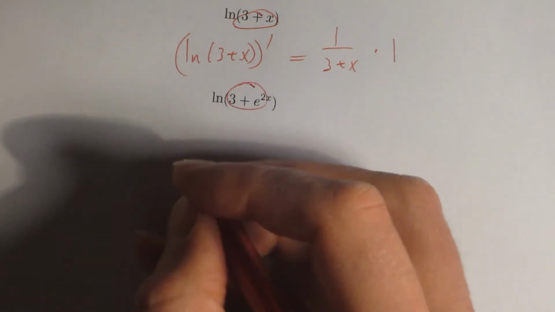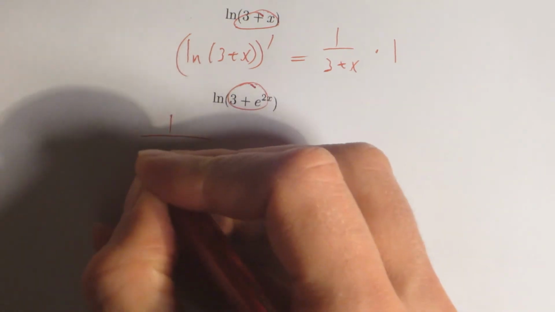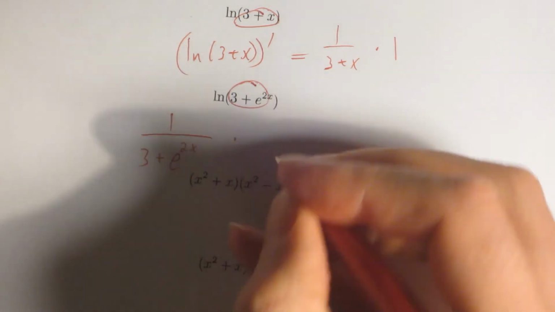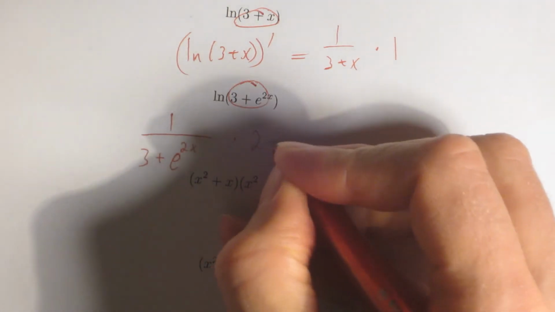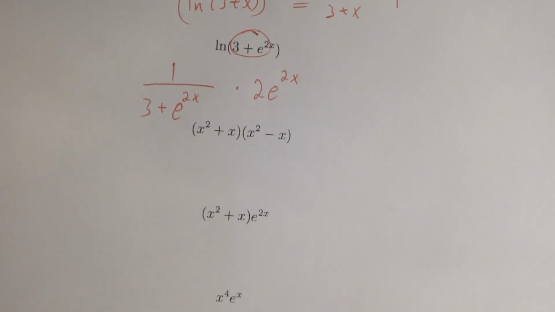Here, same thing, this is your inner function, you have ln of something inside, so the derivative is 1 over 3 plus e to the power of 2x, and the derivative of this inner function you probably know by now by heart, it's 2 times e to the power of 2x.